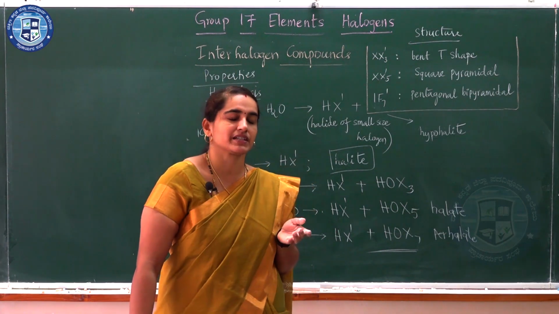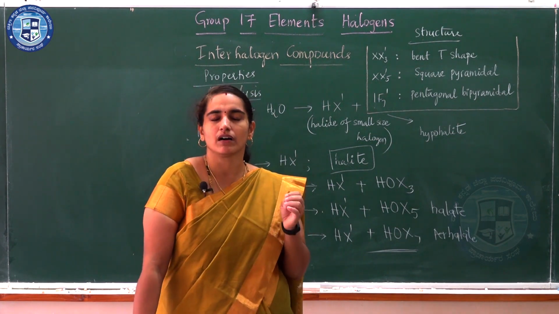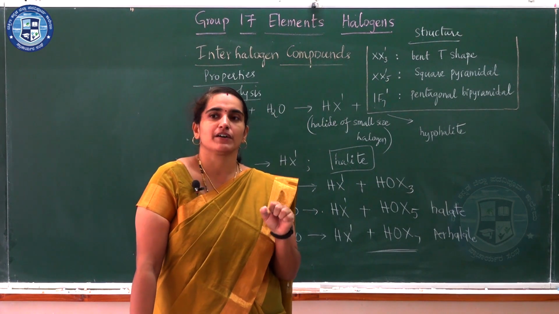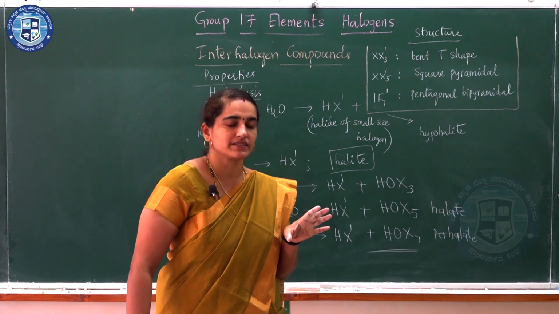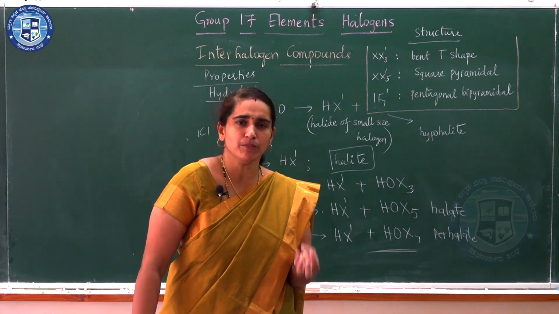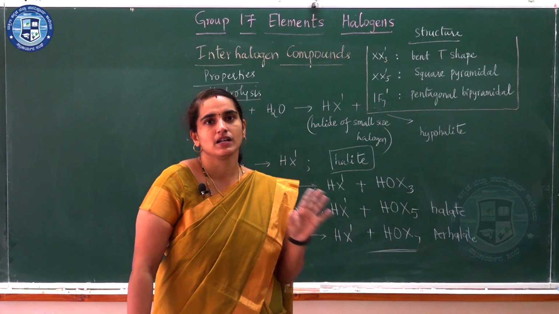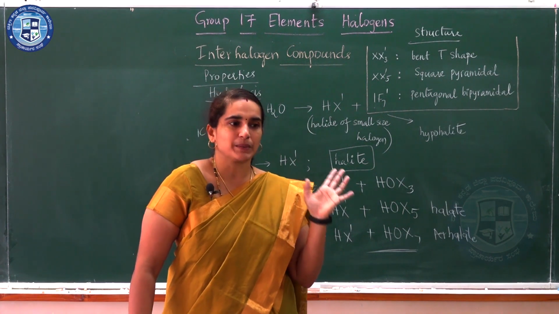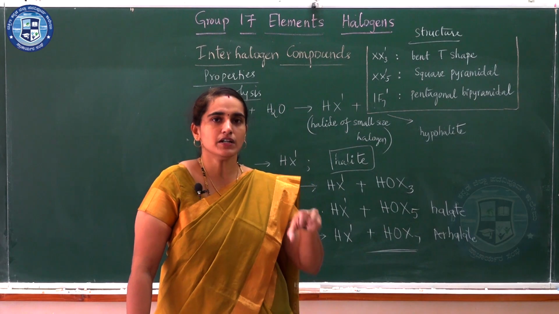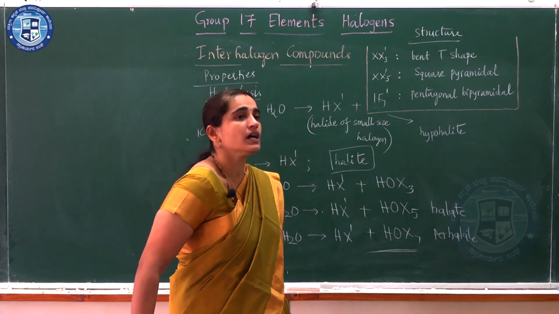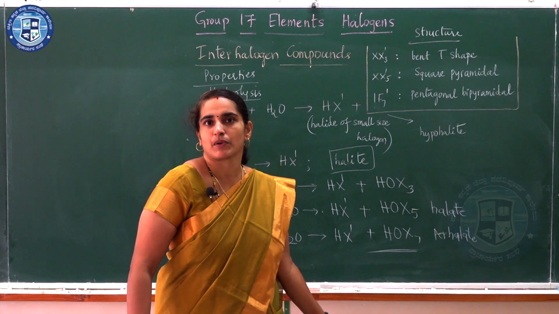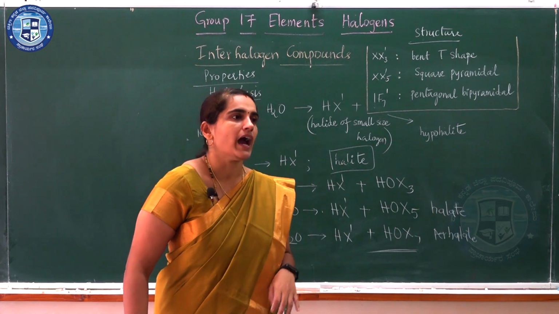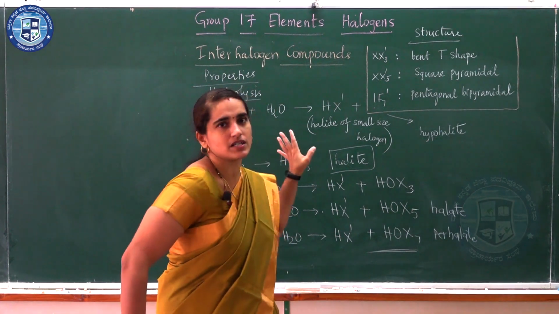In my next session I took the anomalous properties of fluorine. We have said the reasons as well as properties. Next we went to the important compounds of group 17 elements. First was chlorine. We studied the preparation and properties of chlorine. In today's session I started with hydrogen chloride preparation, properties and uses, and we have seen some oxoacids of chlorine, and finally interhalogen compounds.